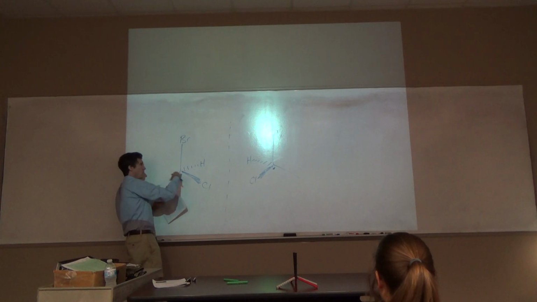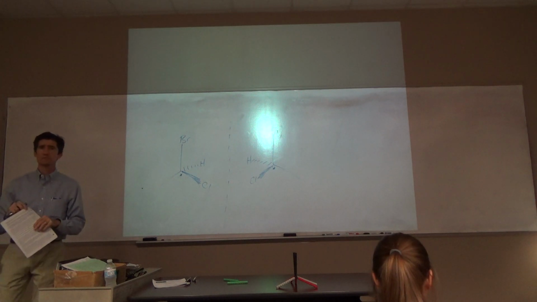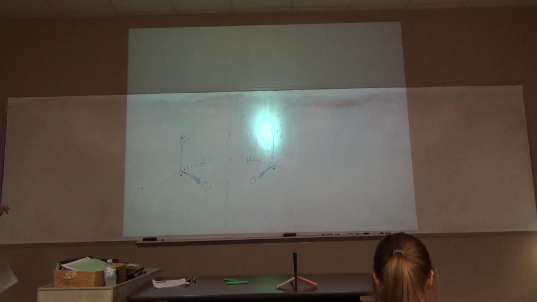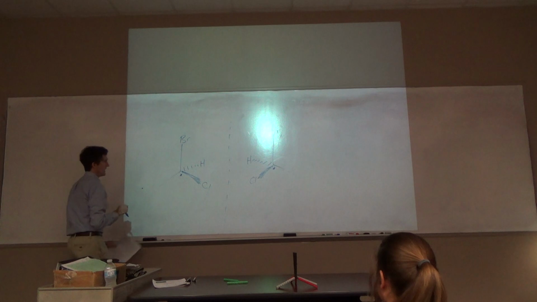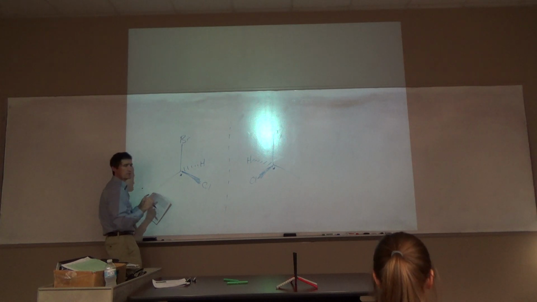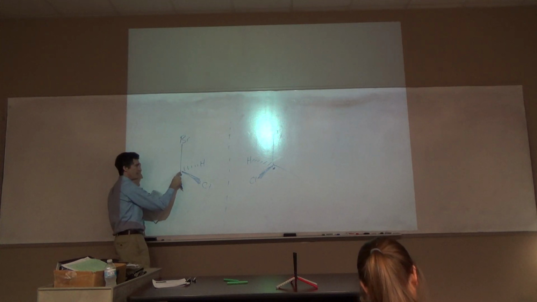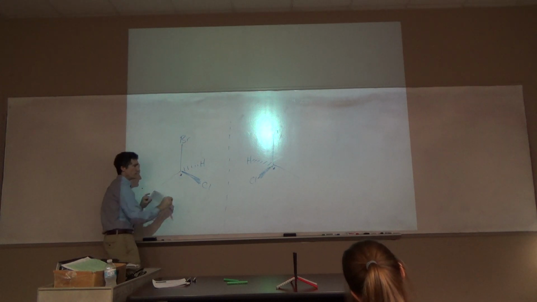That's the difference. Ultimately, yes, it's a mirror image, but the groups are arranged differently. So, what do you want to call this way? It's distinguished by R and S. And that's probably Latin for rectus or something. It basically means right and left, I think. But let's look at that. How do we do that? Similar to when you do EZ terminology, you first give priorities to the groups on your chiral atom based on atomic number.